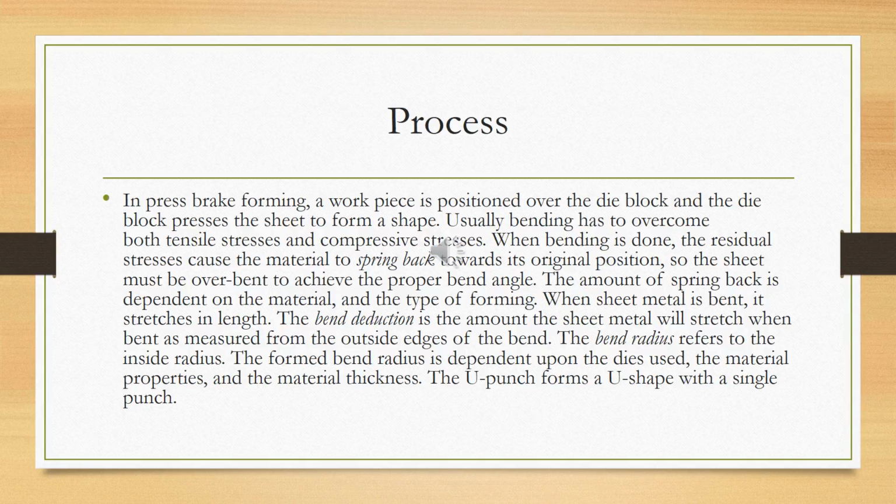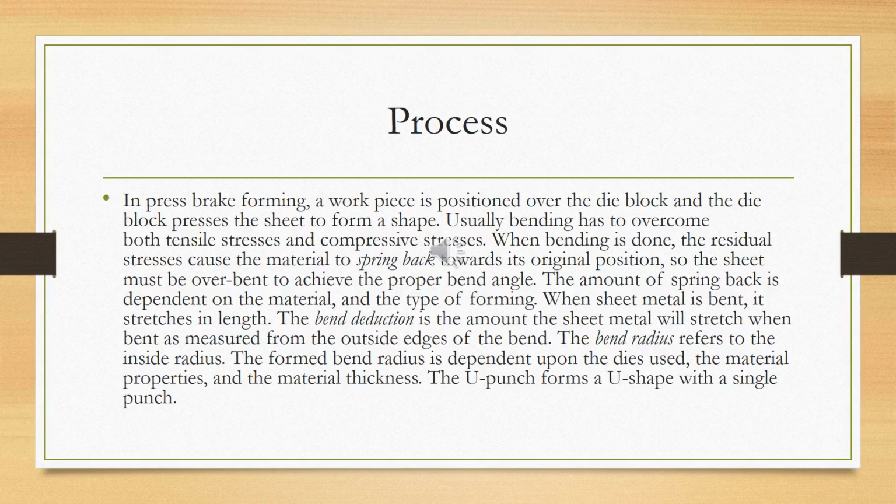Usually, bending has to overcome both tensile stresses and compressive stresses. When bending is done, the residual stresses cause the material to spring back toward its original position, so the sheet must be overbent to achieve the proper bend angle. The amount of spring back is dependent on the material and the type of forming. When sheet metal is bent, it stretches in length.